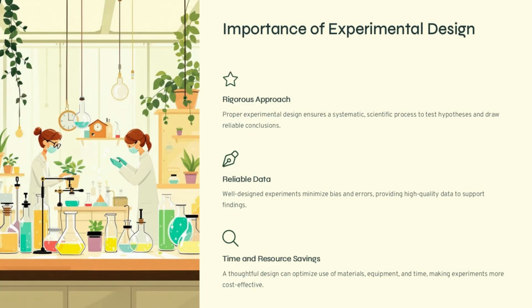Experimental design is crucial for conducting rigorous, scientific research. A well-designed experiment ensures a systematic process to test hypotheses and draw reliable conclusions. Proper experimental design helps minimize bias and errors, providing high-quality, trustworthy data to support research findings. A thoughtful, optimized experimental design can save time and resources by efficiently using materials, equipment, and time. This allows researchers to conduct their work in a more cost-effective manner.